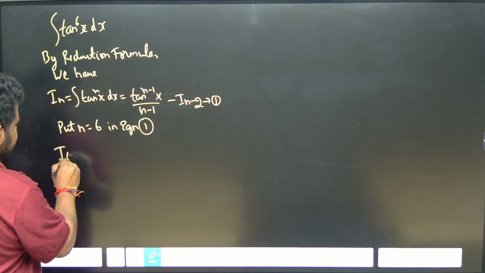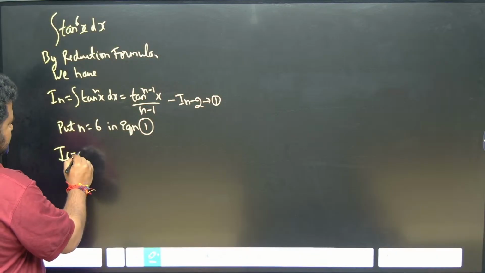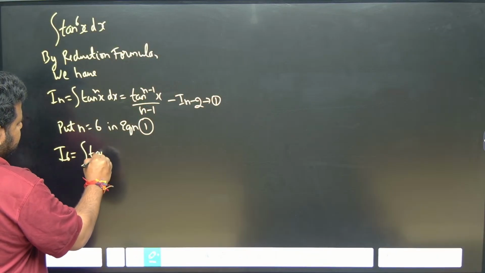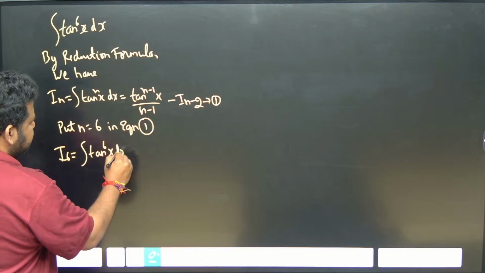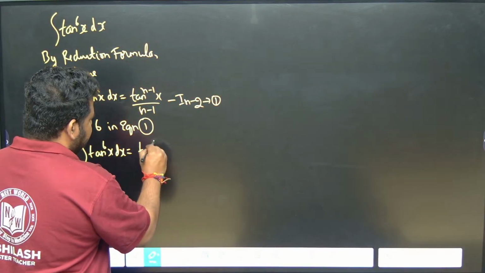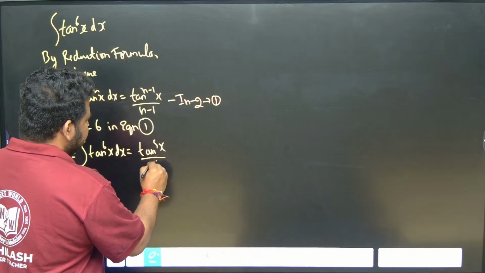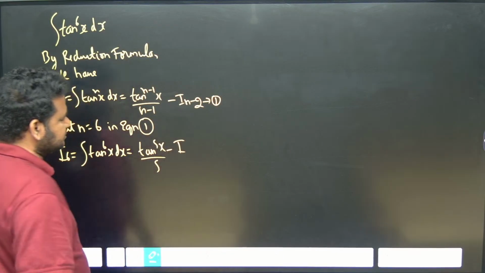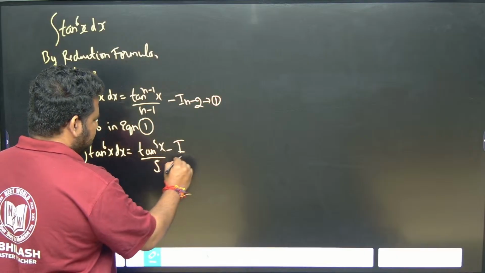So we will get I_6 is equal to the integral of tan power 6x dx. Wherever n is there, put 6. So this will become tan power 5x by 6 minus 1, which is 5, minus I_(6 minus 2), and 6 minus 2 is I_4.